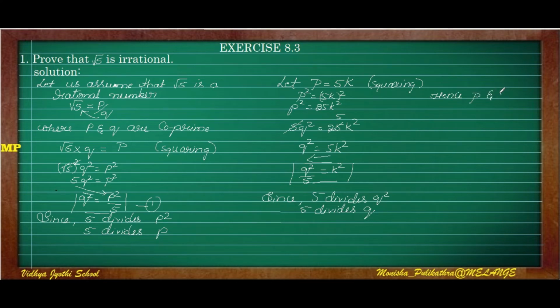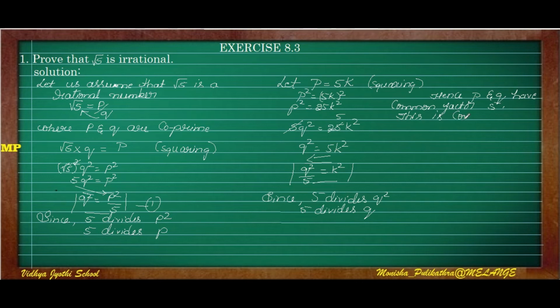Hence, p and q have a common factor. If they have a common factor, it will not be a rational number. The common factor is 5. This is a contradiction to our assumption, because we have assumed p and q do not have any common factors, but here we have proved it has a factor.